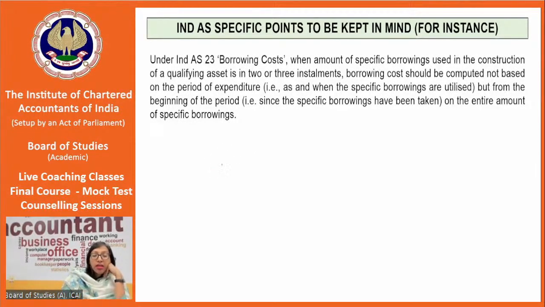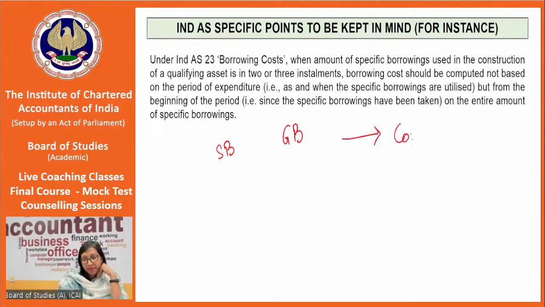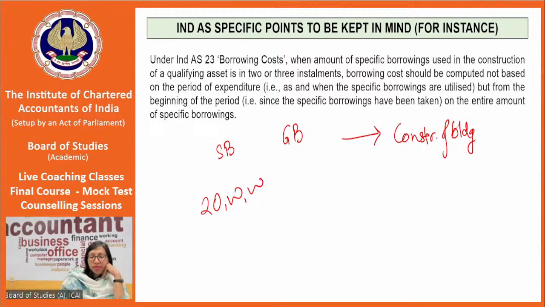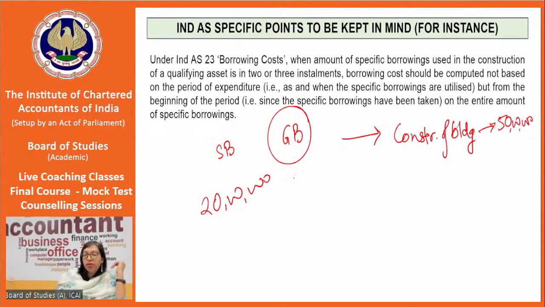For example, there is a specific borrowing and a general borrowing, both for the construction of a building. This building is a qualifying asset. I took a borrowing of 20 lakh for construction of this building. My building estimate is that I have to incur almost 50 lakh for this qualifying asset, so I still have a shortfall and need more funds. So we use funds from general borrowing. We took 30 lakh from this.